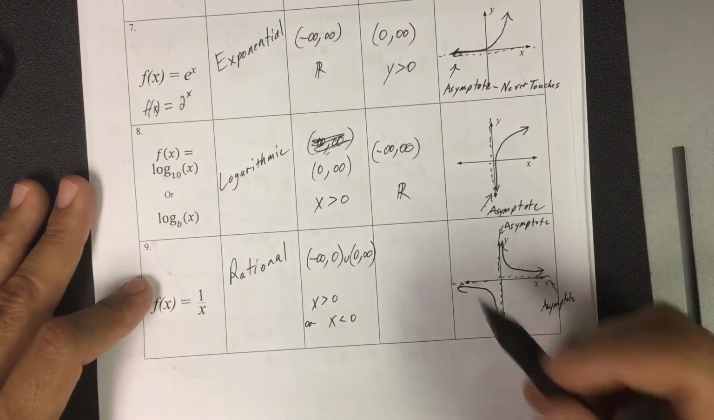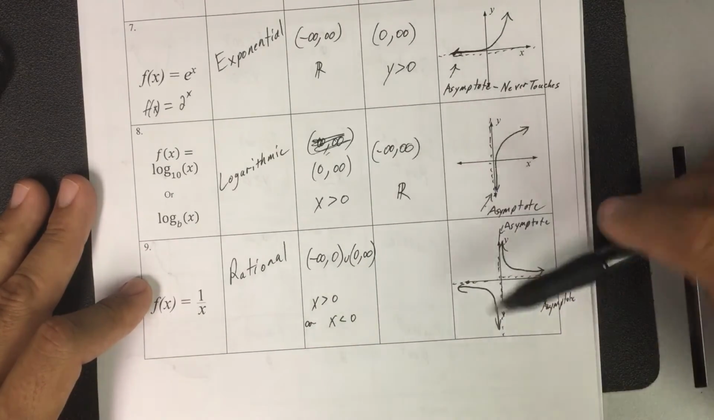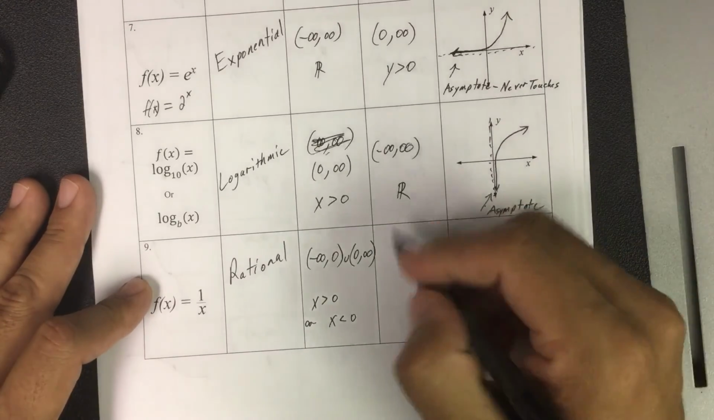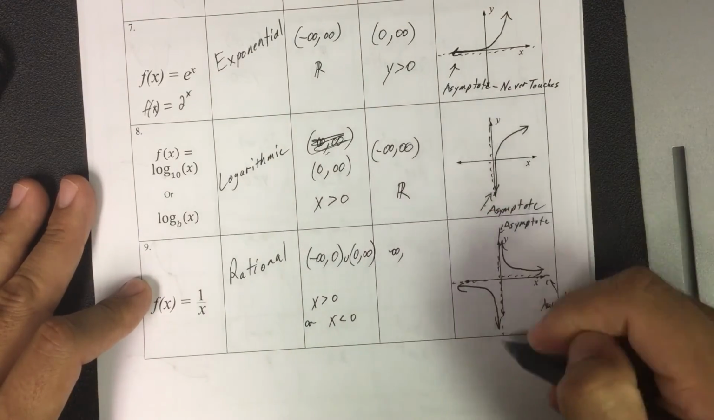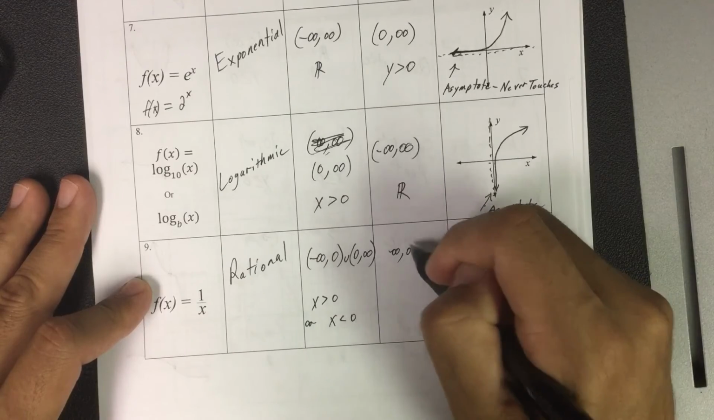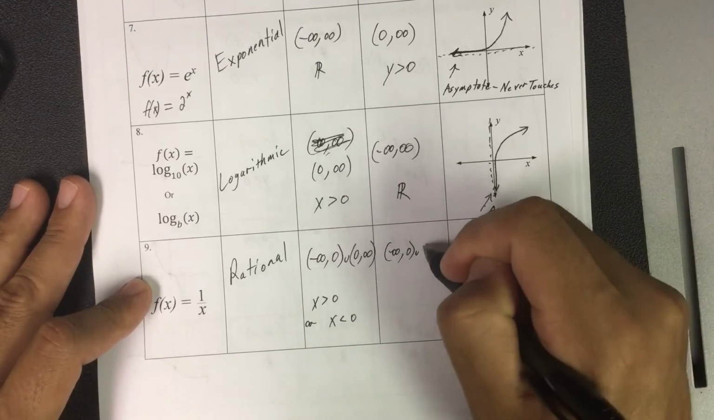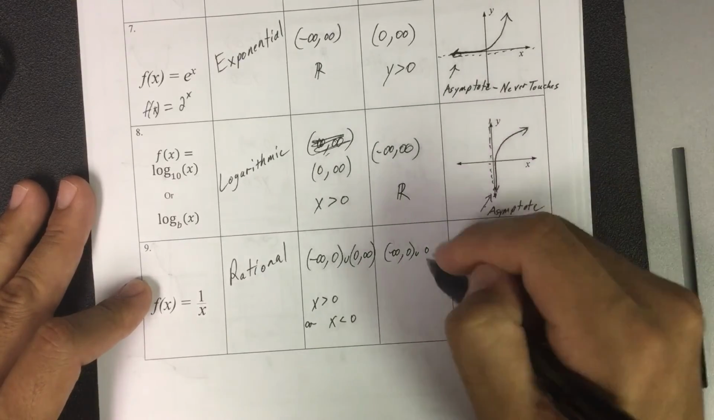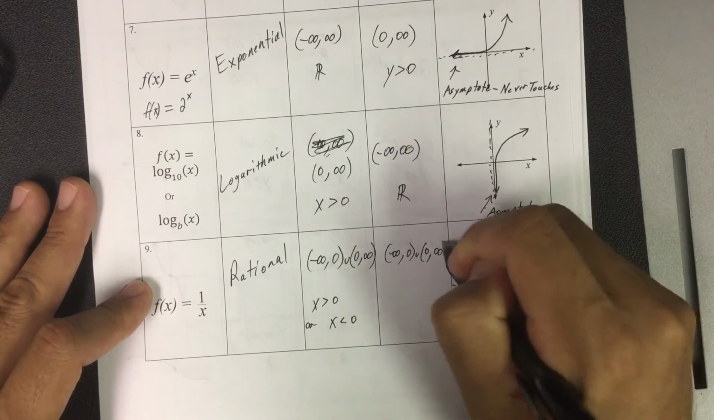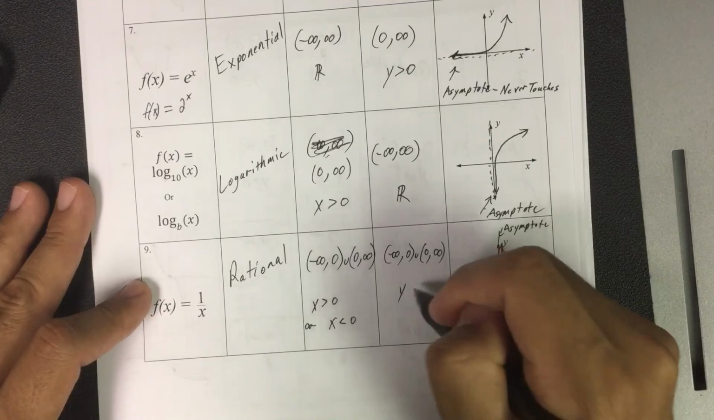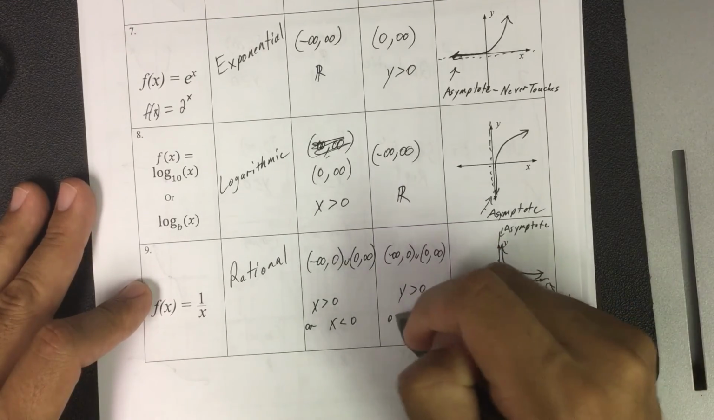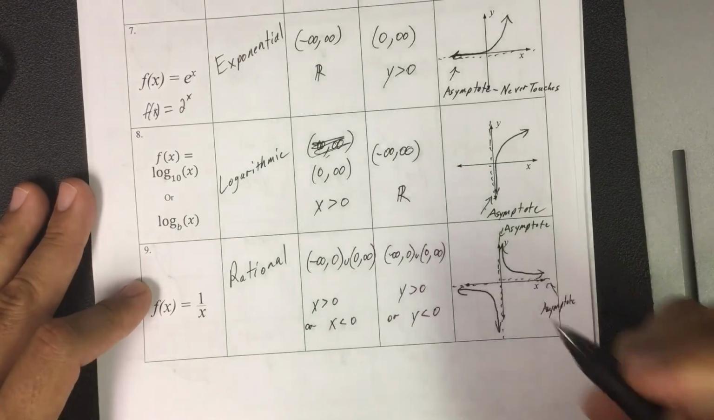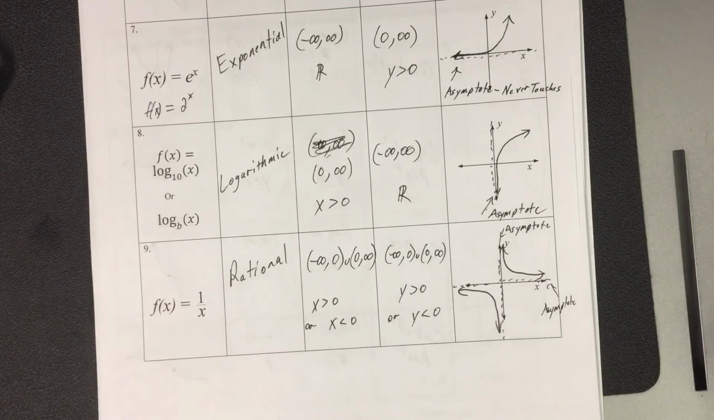Either one. And for the range, if I look at it, it's the same thing. It points to negative infinity, stops at 0, then picks up again at the top on 0 right here and goes up to infinity. So y is also greater than 0 or y is less than 0. Okay, make sure we get these notes because these will come up on the test.